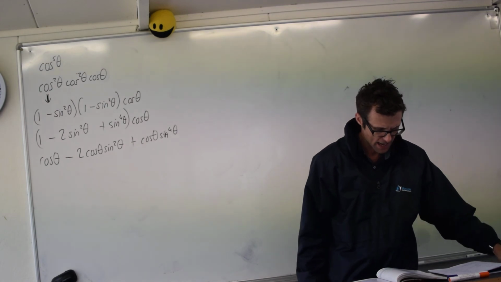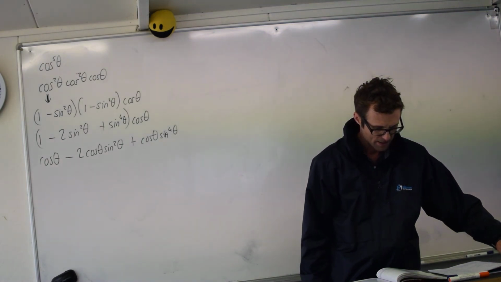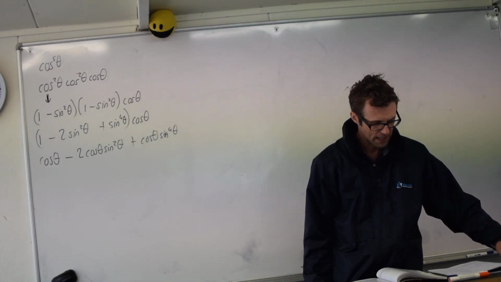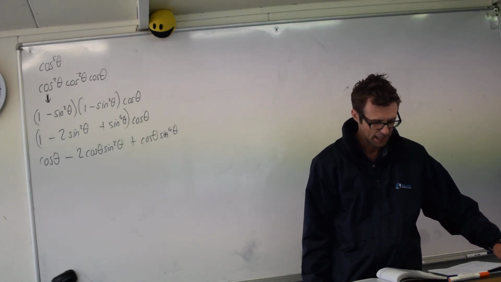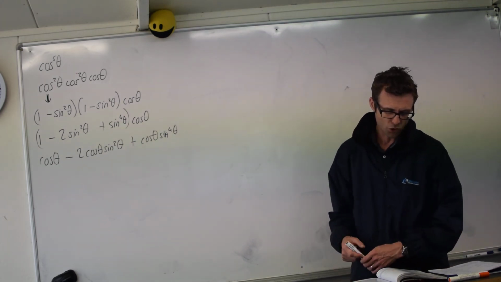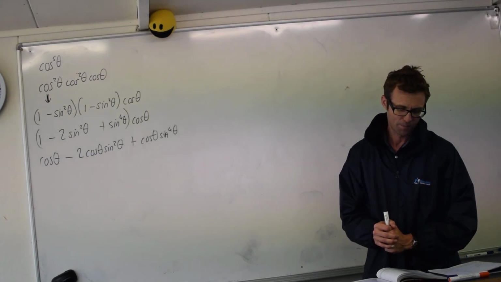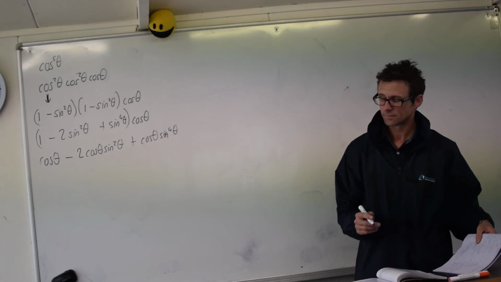Let's have a look at, say, number 8a. We're going to try and prove that tan theta is equal to the square root of sine squared theta over 1 minus sine squared theta.